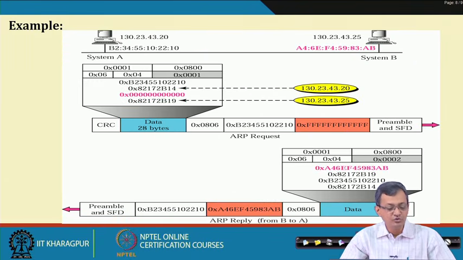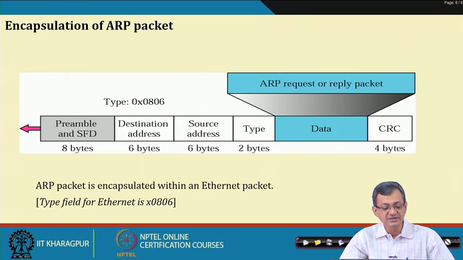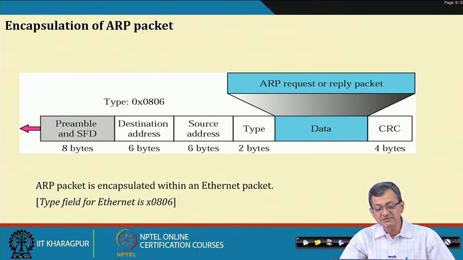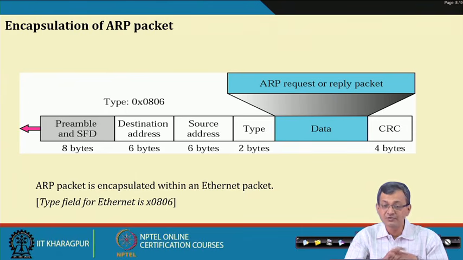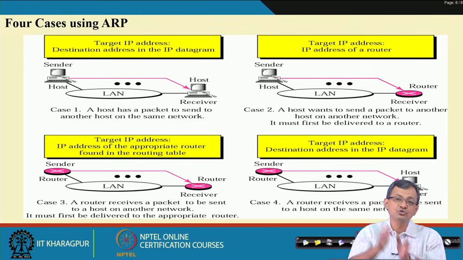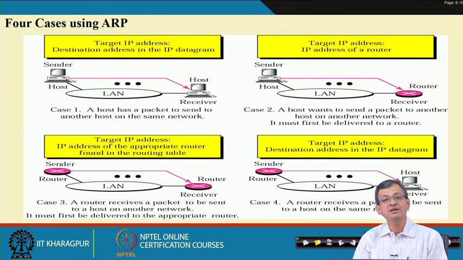Before going to proxy ARP, let me just repeat. This was my protocol packet. Once it is filled up, it becomes the payload of the Ethernet frame, considering Ethernet. There can be four cases: host to host, host to router, router to host, and router to router. These can be in the same network or a different network.